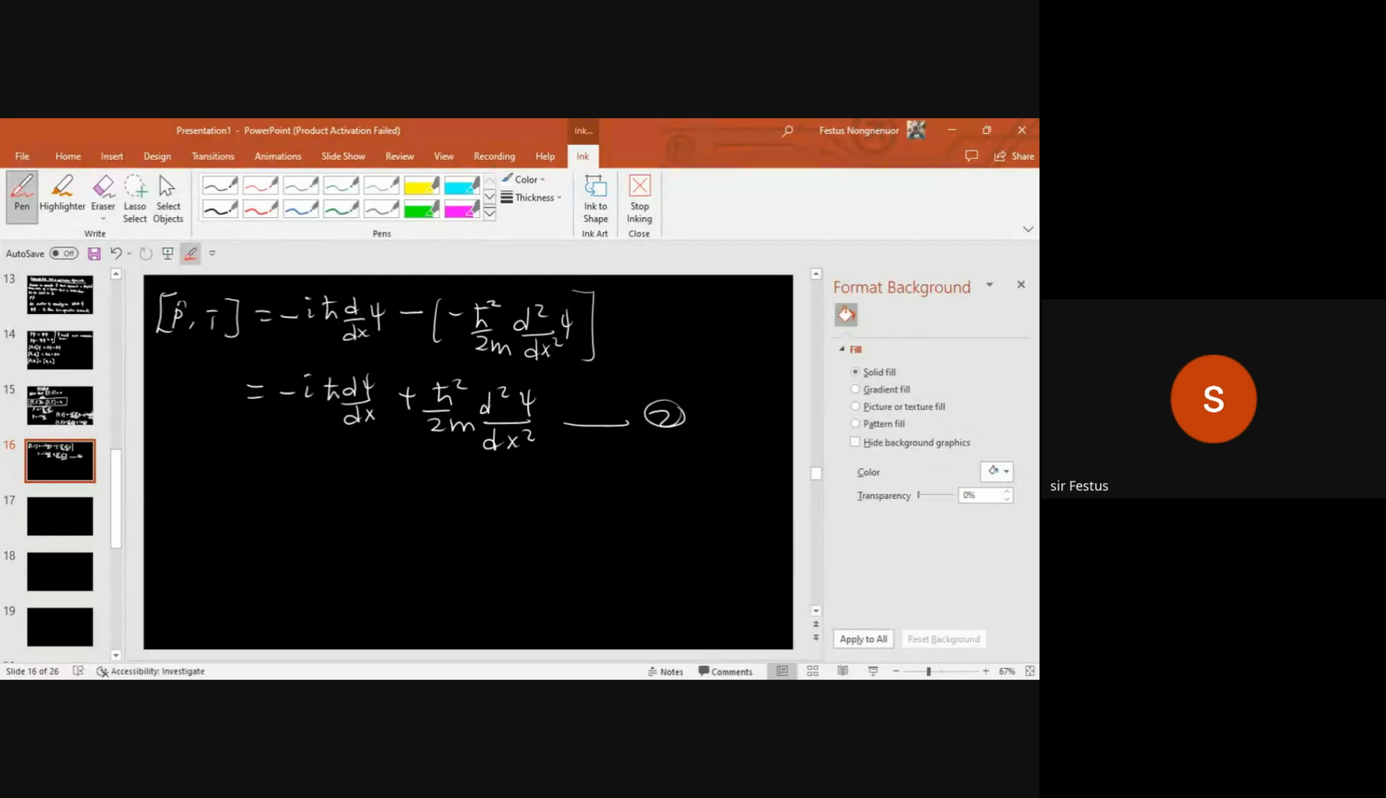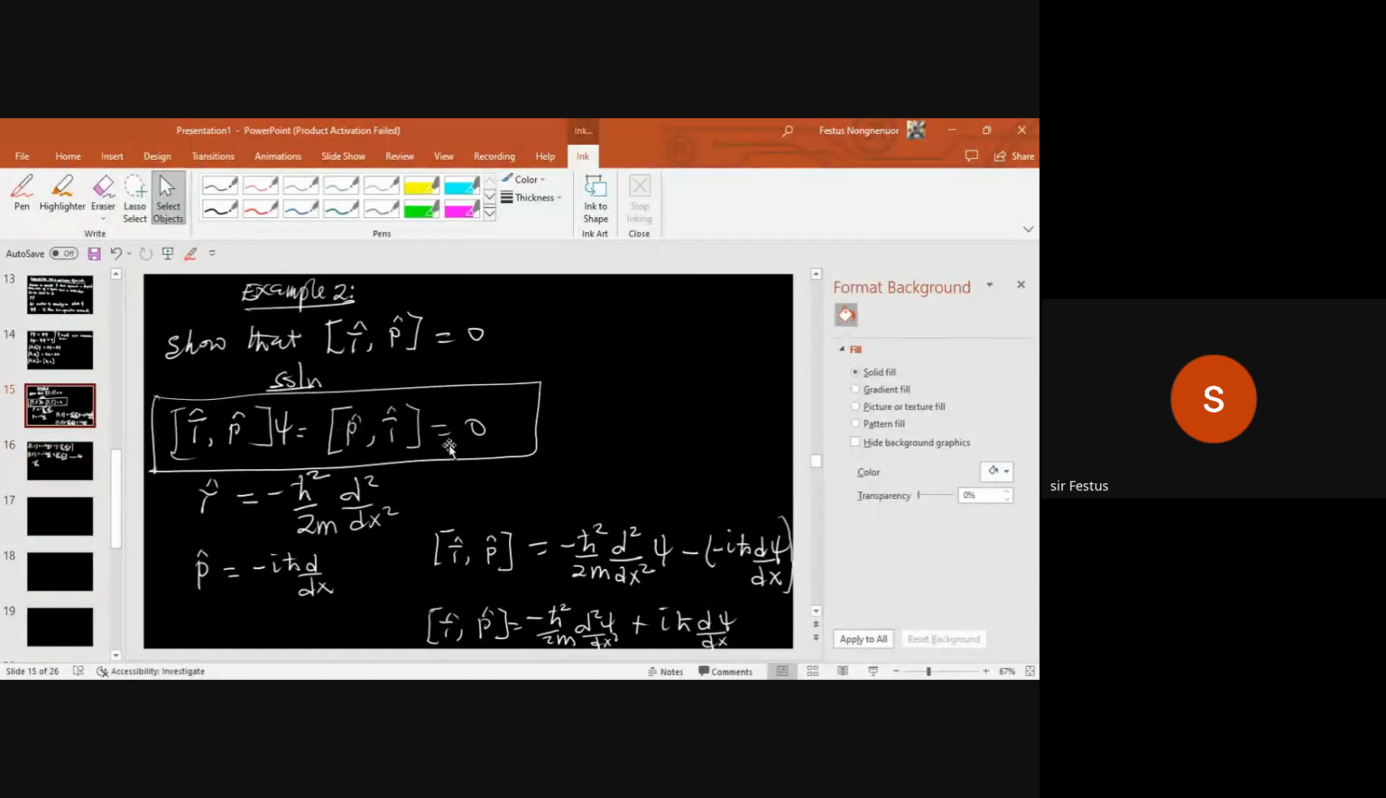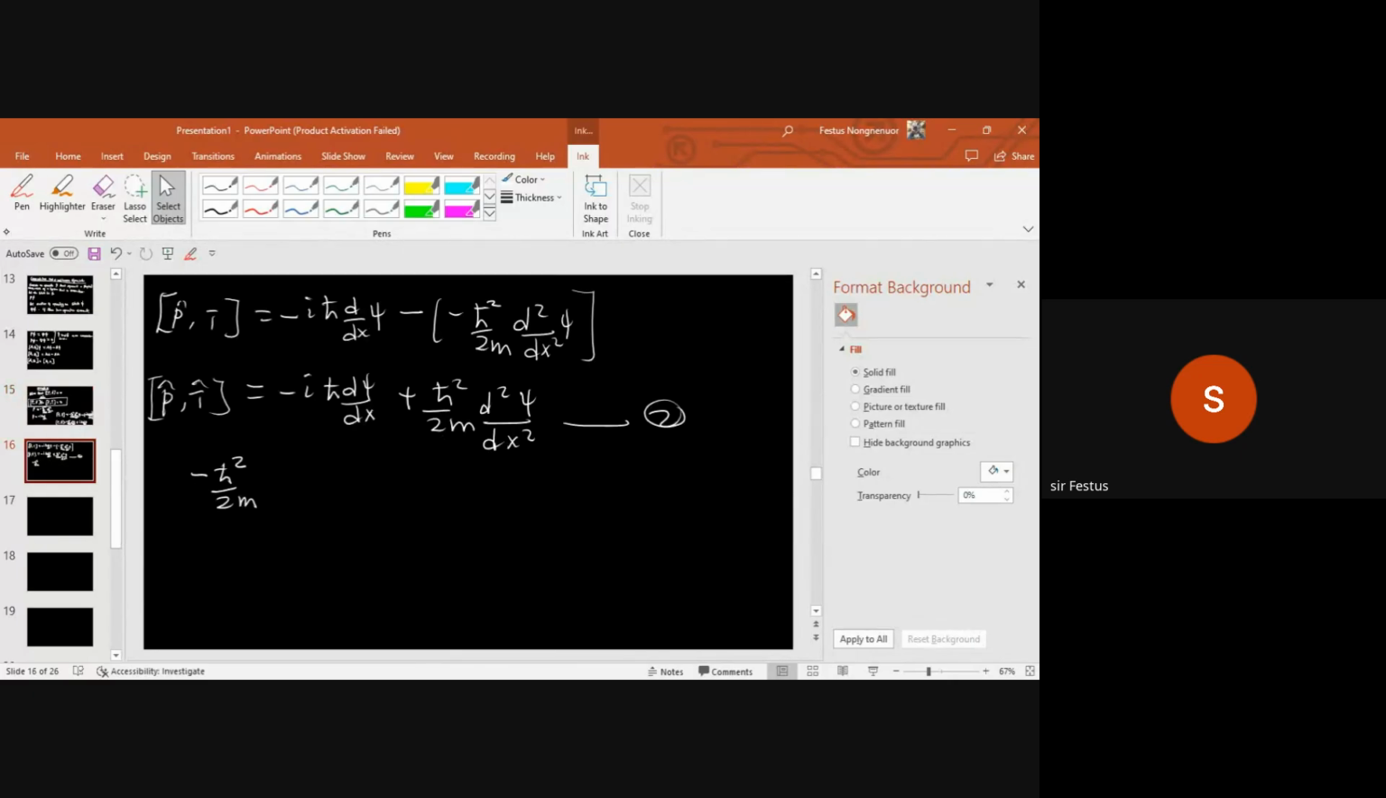So this would be P commuting T. And we're now saying that when we put the two together, we should be getting 0. So the first one is this first. So the first one we have minus h square on 2m. Let me check whether I'm right. Yes. Over 2m. Then the square psi on the x square.